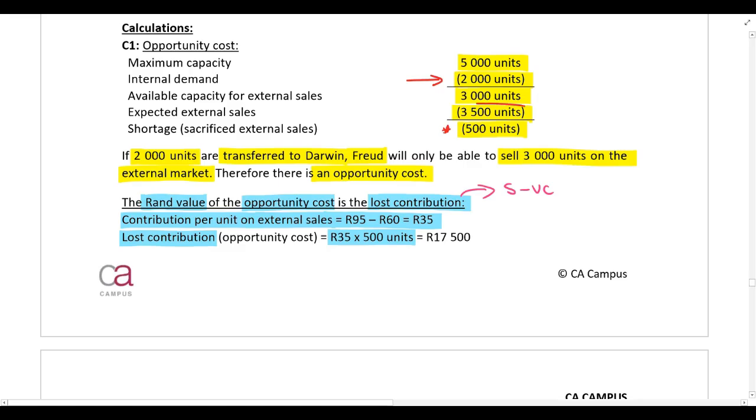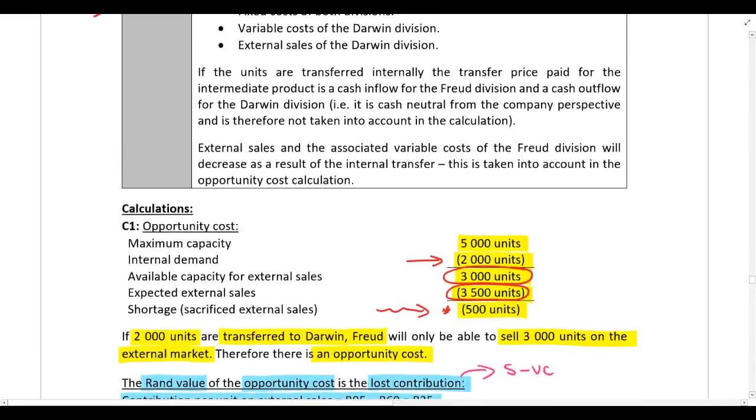They would like to sell 3,500 units externally. They can only sell 3,000. They have to sacrifice 500 units of their external sales. So they are losing out on contribution of 17,500 Rand. So we do have an opportunity cost. We've calculated the Rand value of that opportunity cost, and this is definitely relevant to our decision.